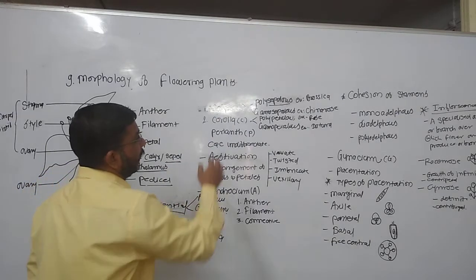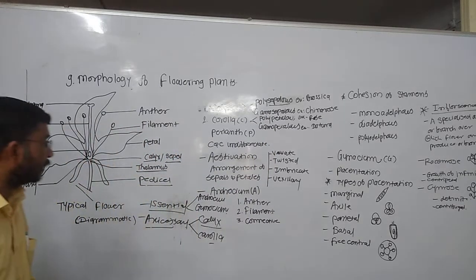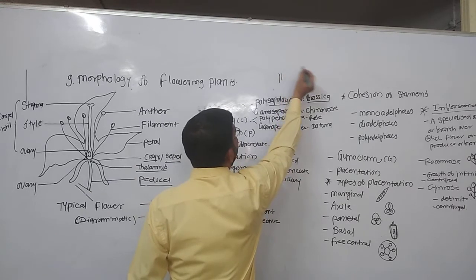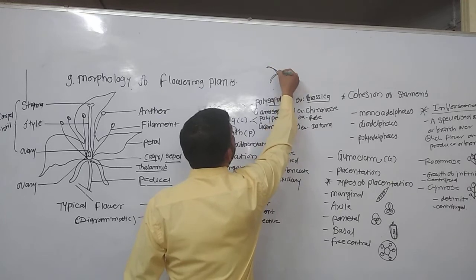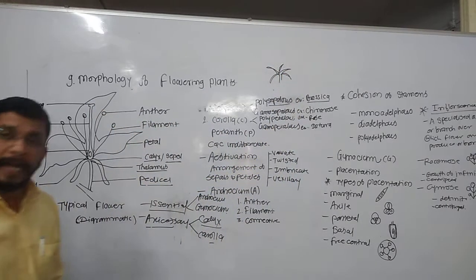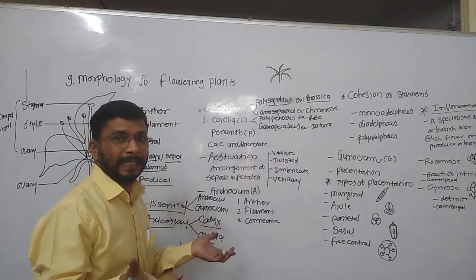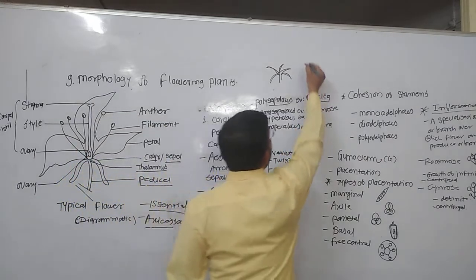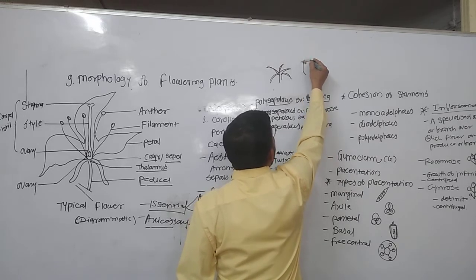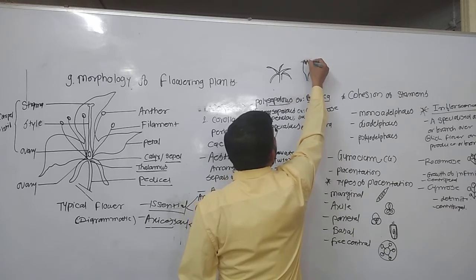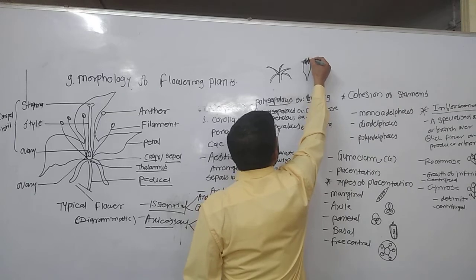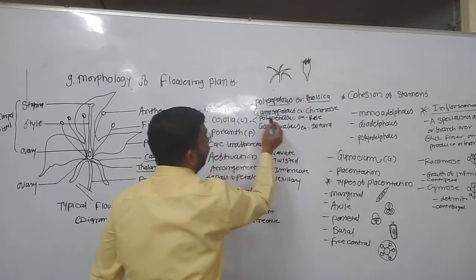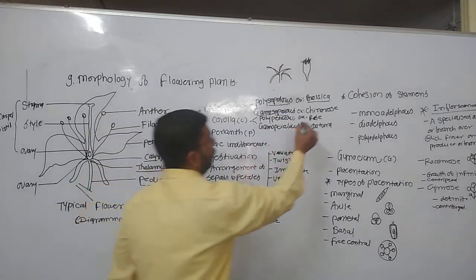Then here I write the polysepalous condition. What is the polysepalous condition? We find it in Brassica or rose also. The sepals are free, that's why we call it polysepalous. Poly means many. Another is gamosepalous, that is fused, found in China rose. The sepals fuse to form a tube-like structure, that's why we call it the gamosepalous condition. An example is China rose.